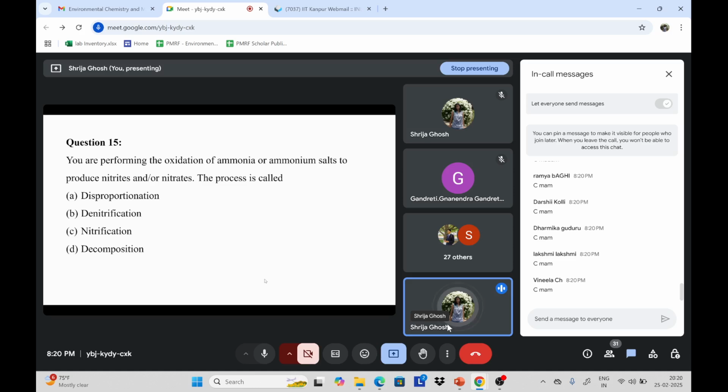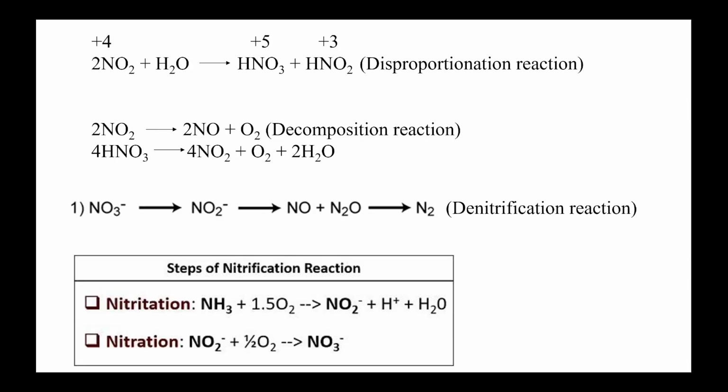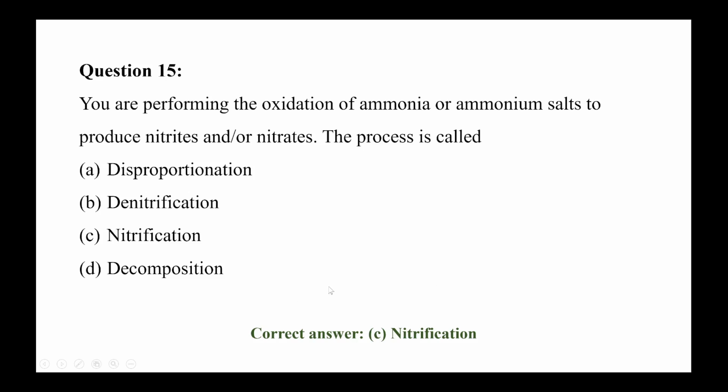Okay, so a lot of people have answered option C. So that is the correct answer. Nitrification is the process where ammonia and ammonium salts are oxidized to produce nitrite or nitrate. So the other options that are there, apart from nitrification, we have disproportionation, denitrification, and decomposition.